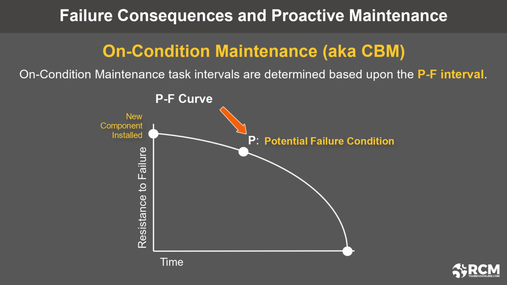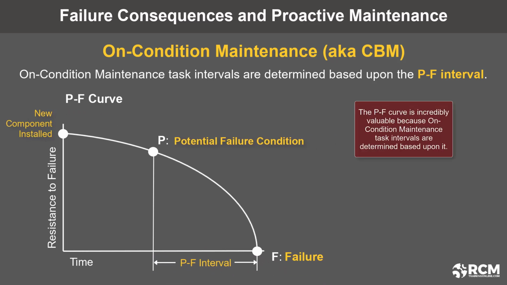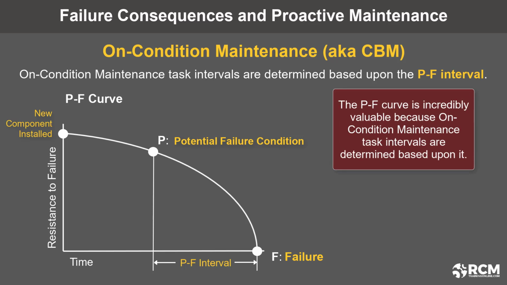If the potential failure condition goes undetected and we don't intervene, eventually failure occurs. Failure is represented on the P to F curve as F. The P to F interval is how long we have from when the potential failure condition is detectable to the point that failure occurs. The P to F curve is incredibly valuable because on-condition maintenance task intervals are determined based upon it.